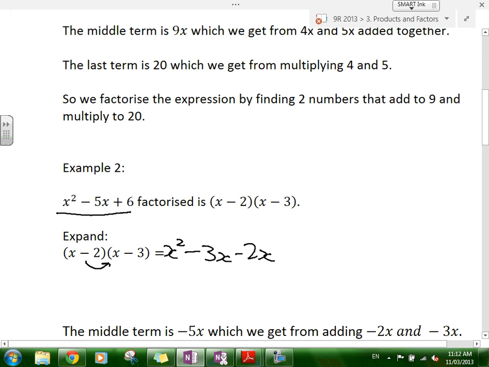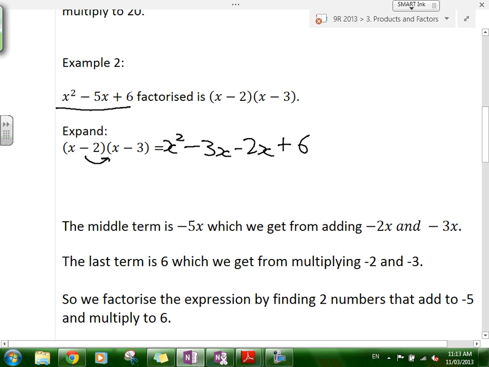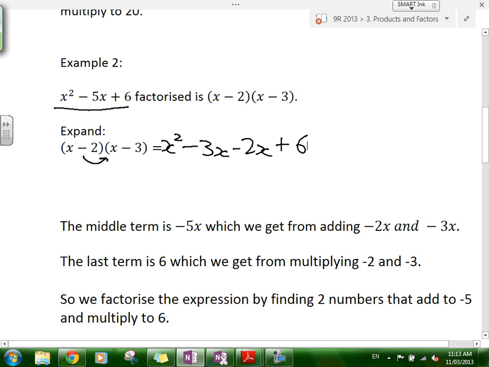And then the last term here, Andy. Well, minus 2 times minus 3. What's 2 times 3? 6. And a negative times a negative will make it a positive. So it's going to be positive 6. Good. Alright, let me move it up so you can see. Now, so we've got this. So we need to simplify this expression.